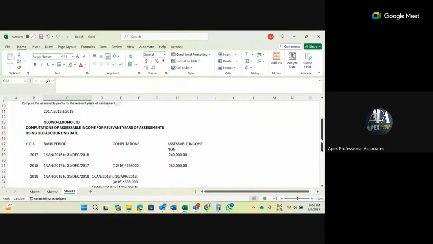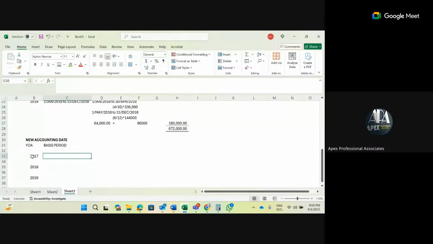Don't forget I told us that if you are showing your basis period and the year of assessment, your year of assessment must not appear in the date of the basis period. Anything that makes your year of assessment appear in the date of your basis period means you are doing actual year basis.